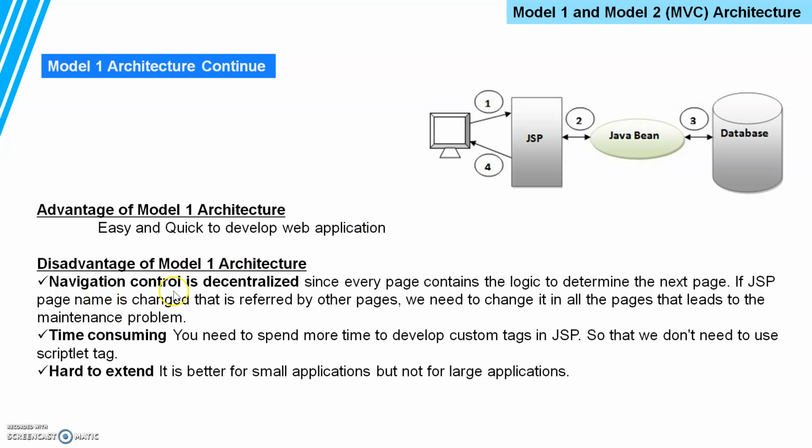Here navigation control is decentralized. This is the first disadvantage of this JSP. Navigation control is decentralized. What is navigation? Going from one JSP to another JSP, one resource to another resource, it is decentralized. Why? Because every page contains the logic to determine the next page, meaning in JSP, after this task is complete, where to go next.